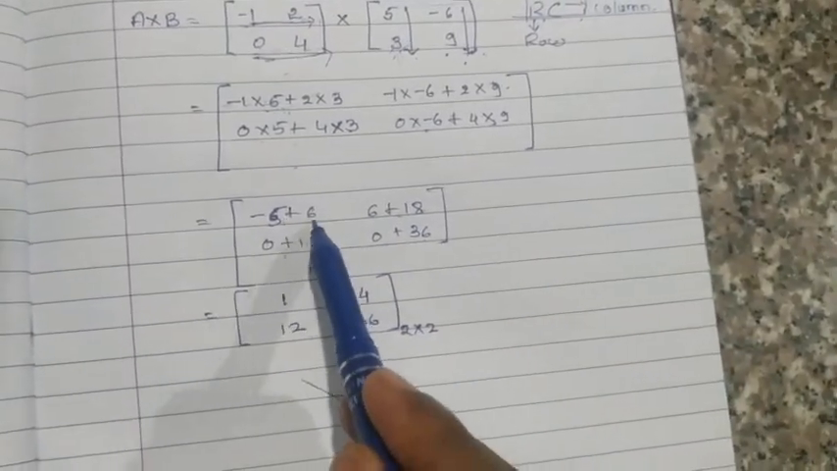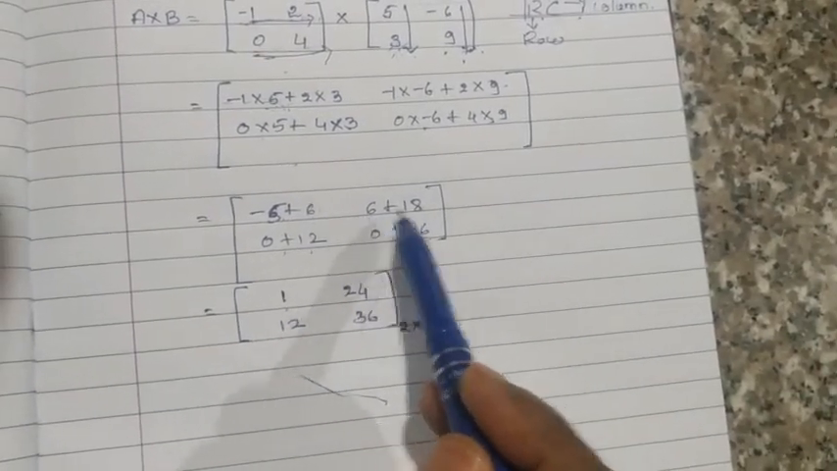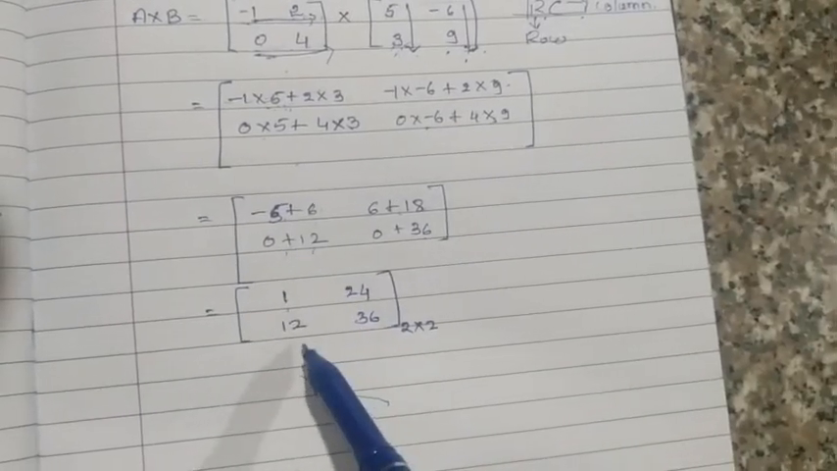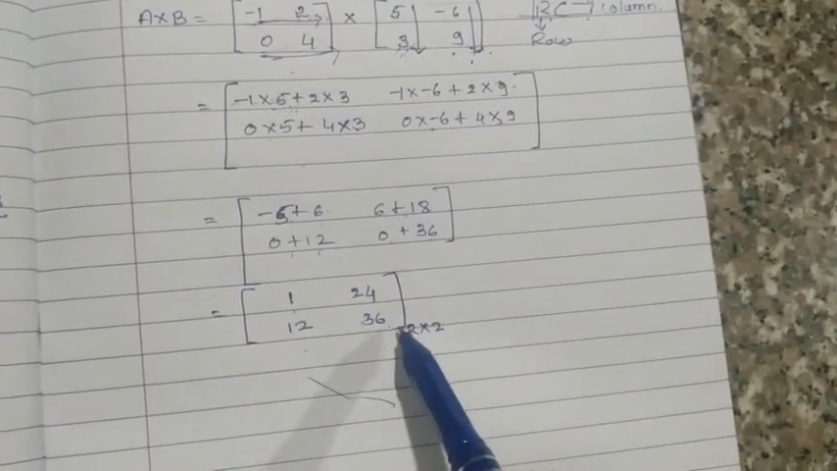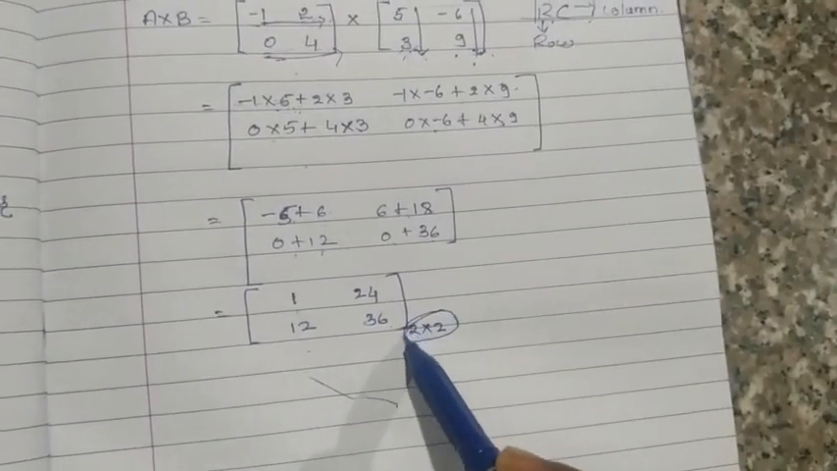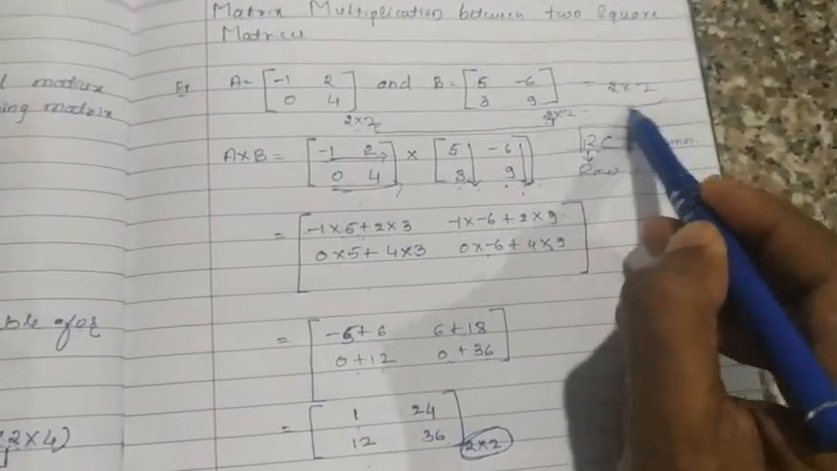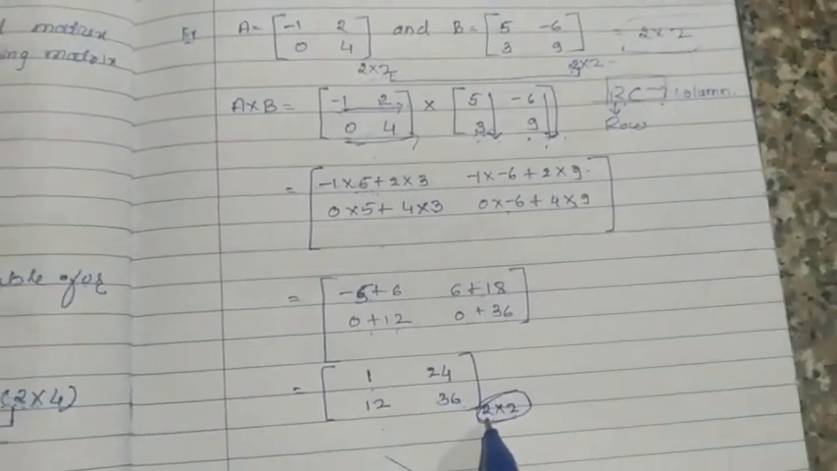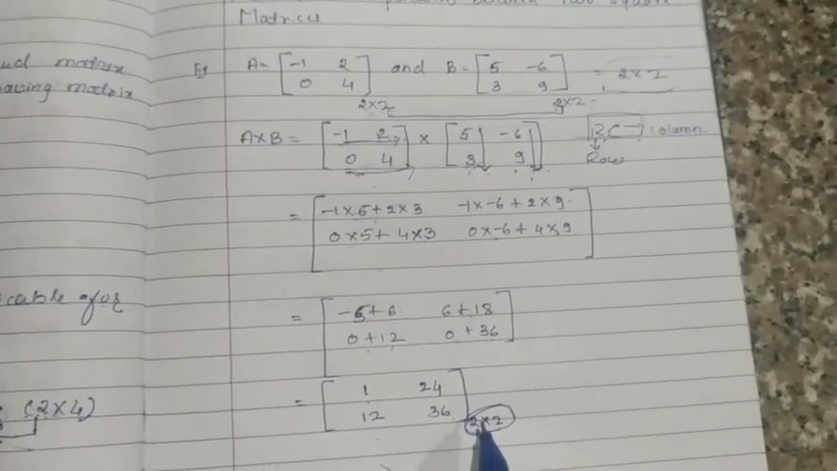So -5 plus 6 is +1. 6 plus 18 is 24. Then 0 plus 12 is 12. 0 plus 36 is 36. So at the final we are getting the matrix order as 2 into 2. Already I told you that after the multiplication we are getting the matrix order is 2 into 2. So this is how the method we have to follow for the matrix multiplication.